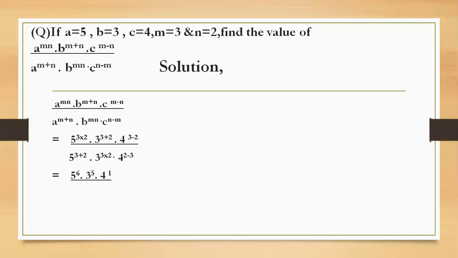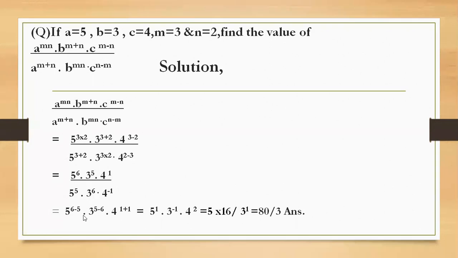Yes, sir. Then you will get this much, and you have to subtract. This is division: up and down is division. Numerator divided by denominator, and subtract the power. Then you will get 5 to the power 1, 3 to the power minus 1, and 4 to the power 2.